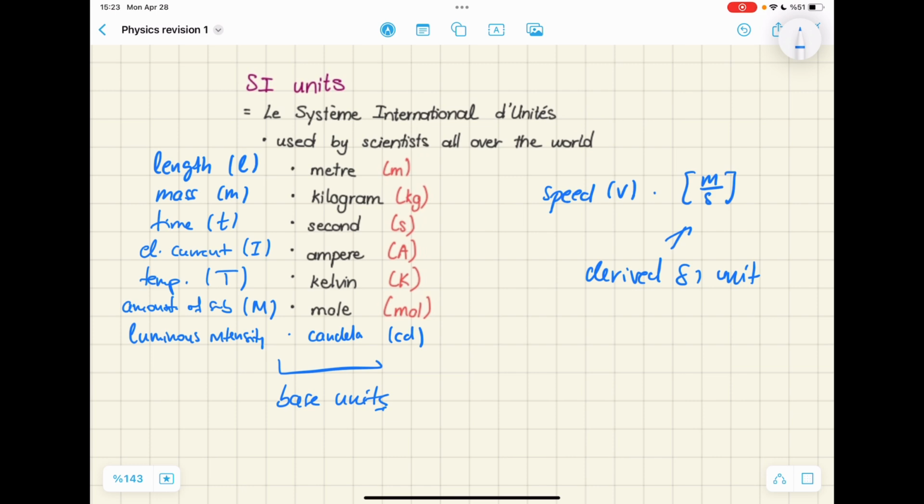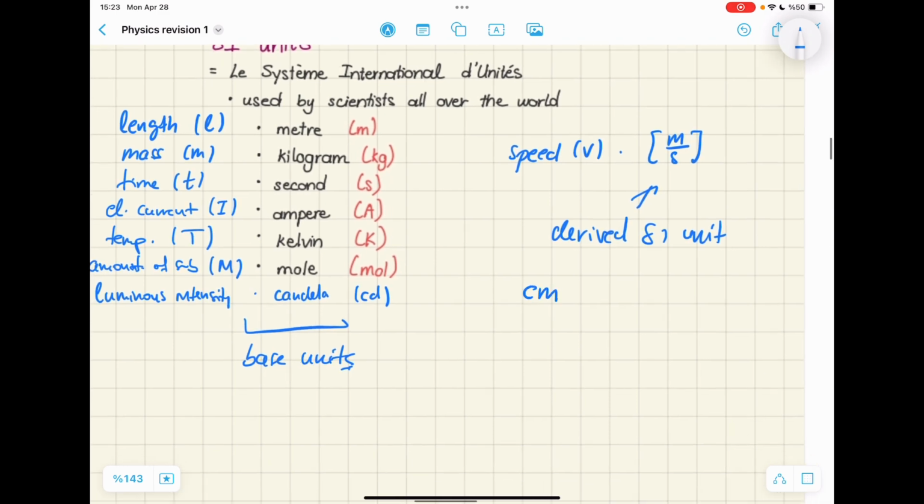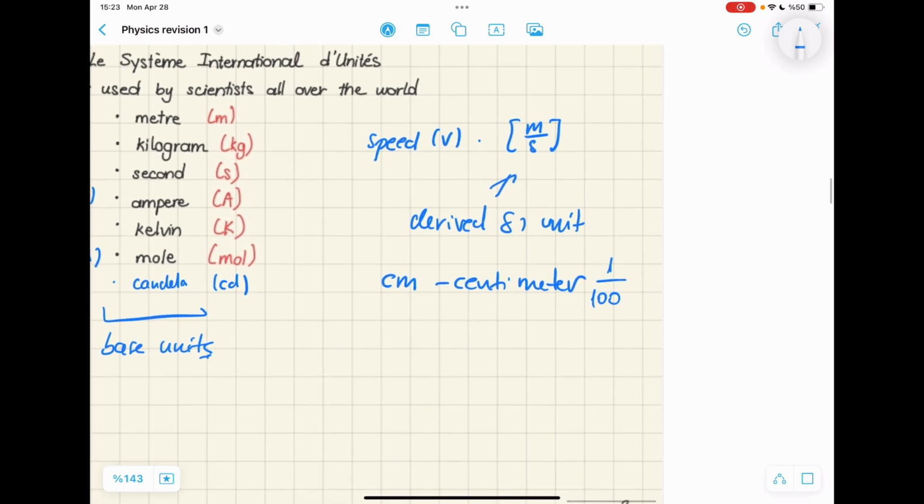One more thing that I want to say while we are here is the topic of prefixes and of different types of amounts of things. So for example, oftentimes you will have a centimeter, which is 1/100 of a meter, 1/100th of a meter. Or if we want to write that in a different way, it would be 10 to the power minus 2. So 1 centimeter will be 10 to the power minus 2 meters.